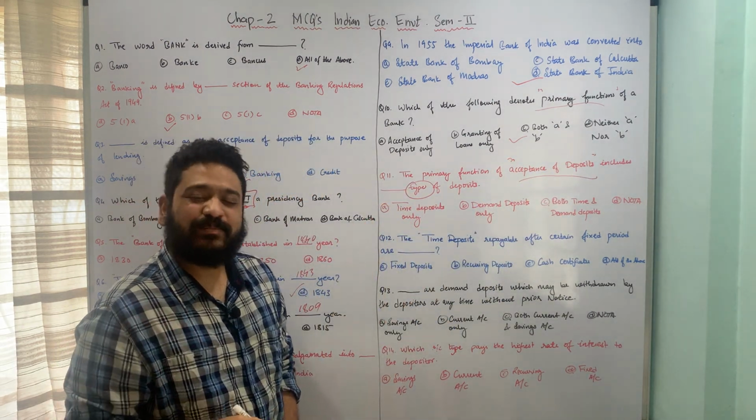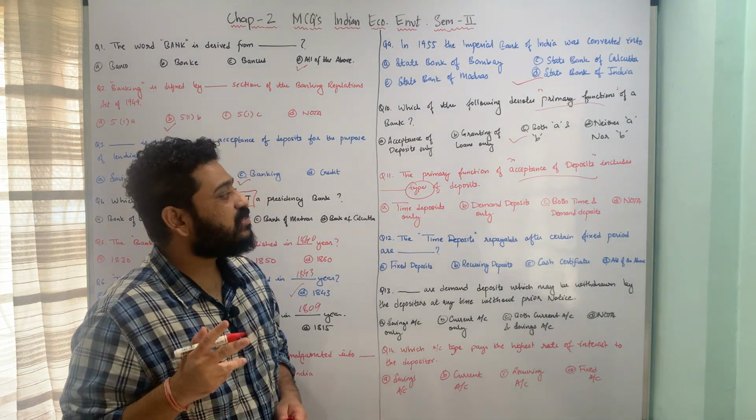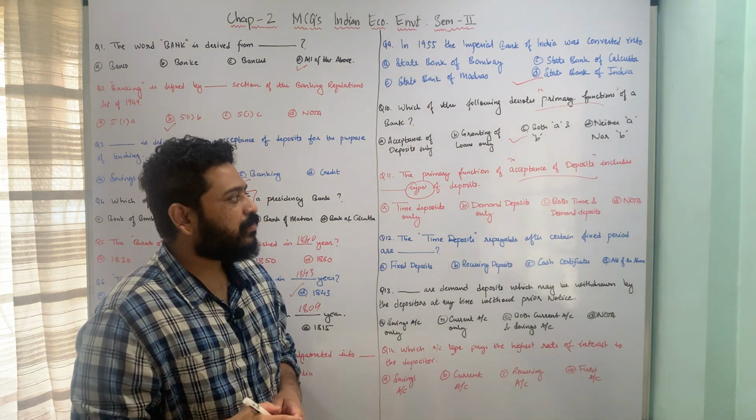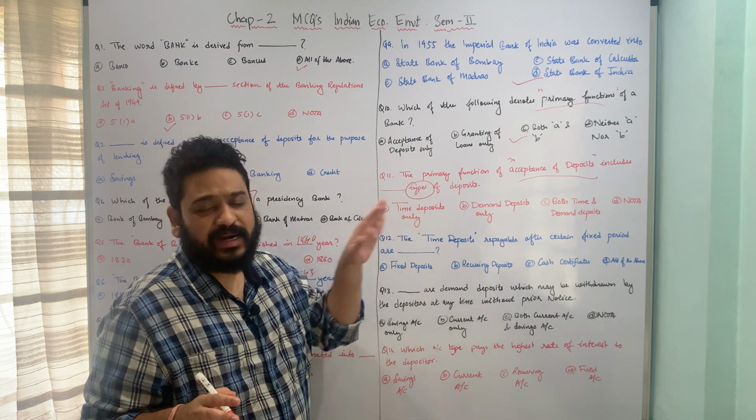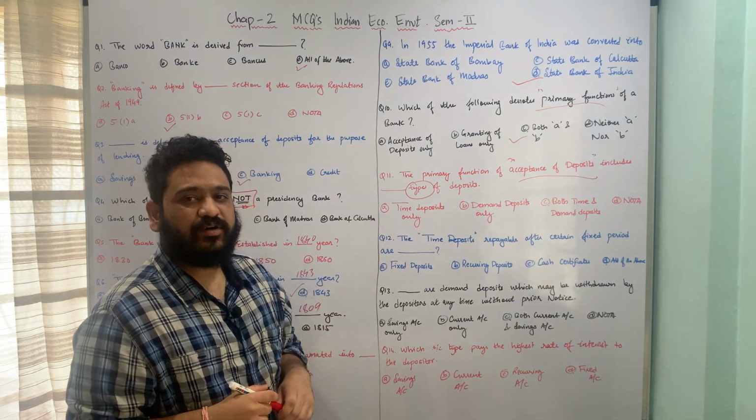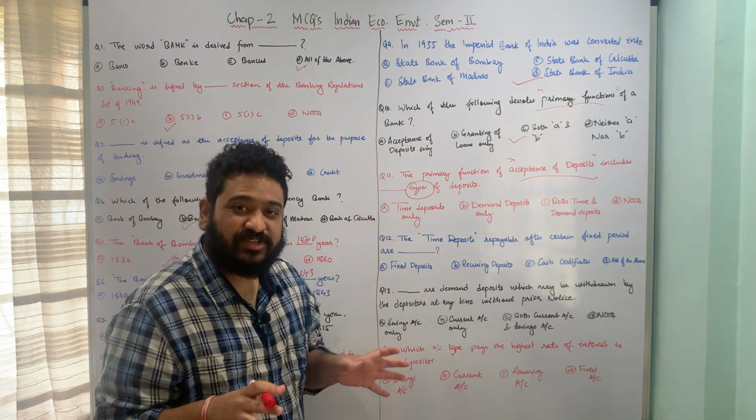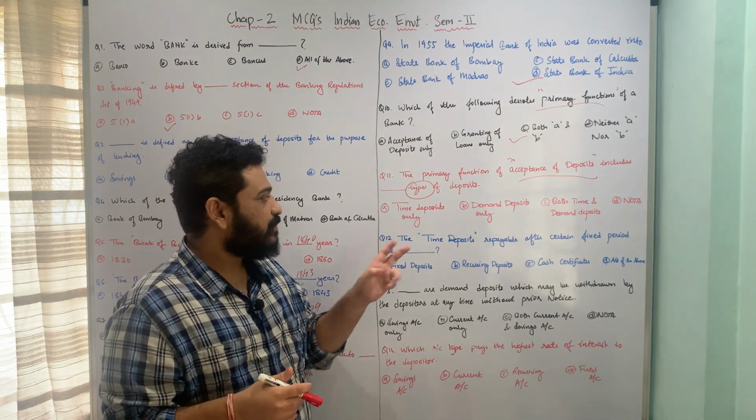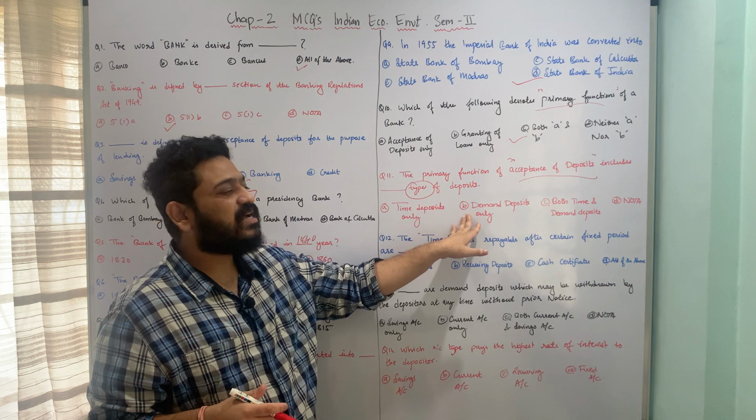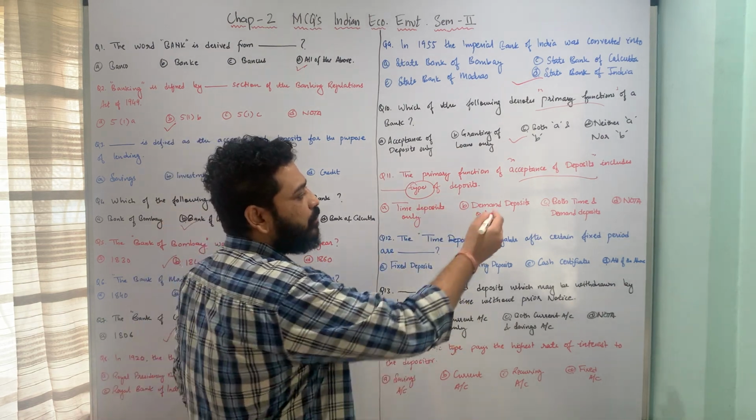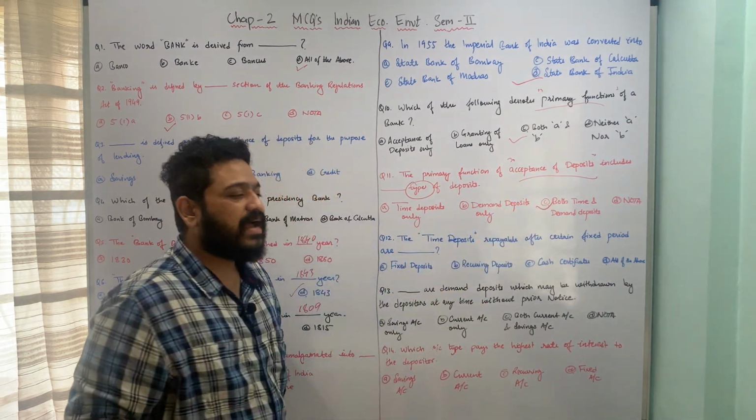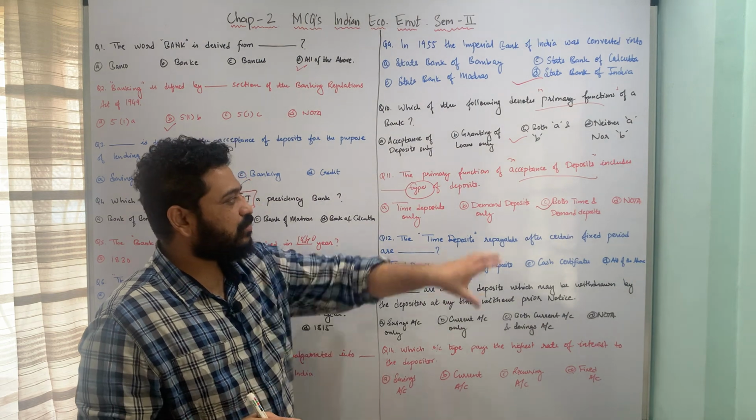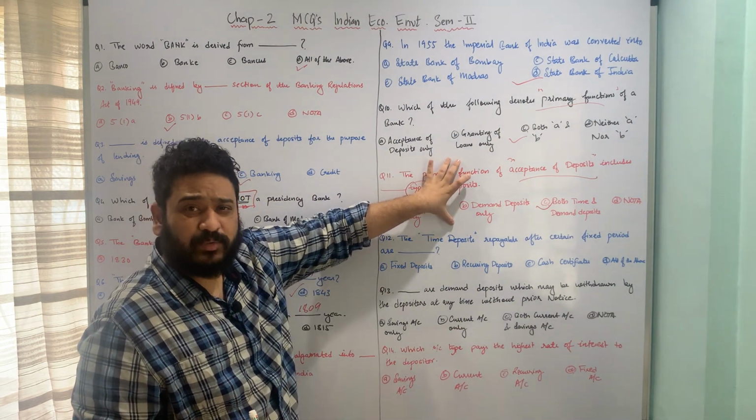Whether it is A, time deposits only, B, demand deposits only, C, both time and demand deposits, and D, none of the above. So here acceptance of deposits as a primary function includes both the acceptance of time deposits as well as demand deposits. So here option C, both time and demand deposits, is the correct answer to this particular question. I hope the question is clear.